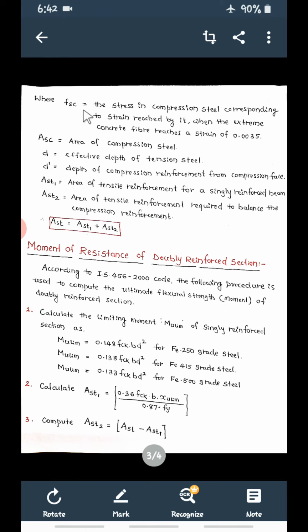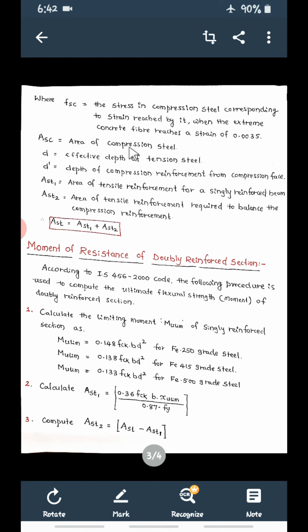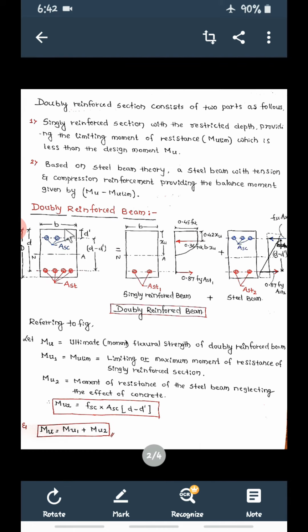Then from this figure you can see FSC. What is FSC? The stress in compression steel corresponding to the strain reached by it. So FSC is the stress in the compression steel. Now ASC. ASC is the area of compression steel. D, as usual, is the effective depth of the tensile steel. Then D dash is the depth of compression reinforcement from the compression face, that is from the top of the beam to the center of this compression steel.